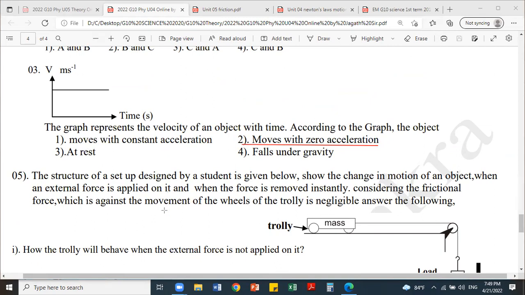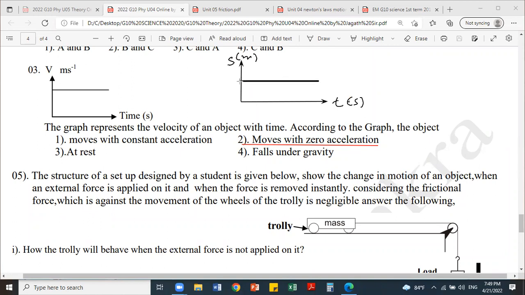At rest is correct if this was what graph? A displacement time graph. Please write, everyone. At rest, number 3, is correct if this was a displacement time graph. If it is an ST graph, what you are saying is correct. S is displacement, T is time. Displacement in meters, time in seconds.